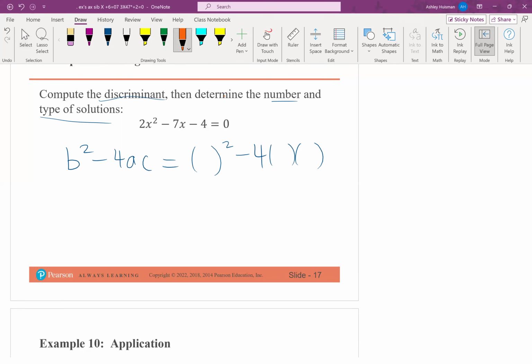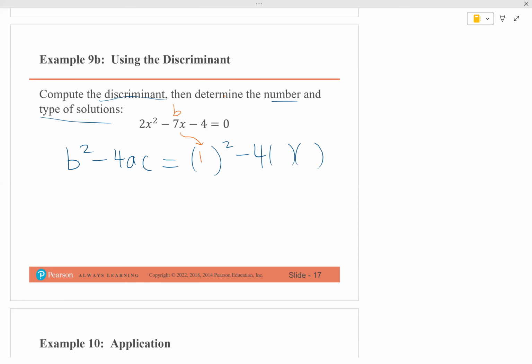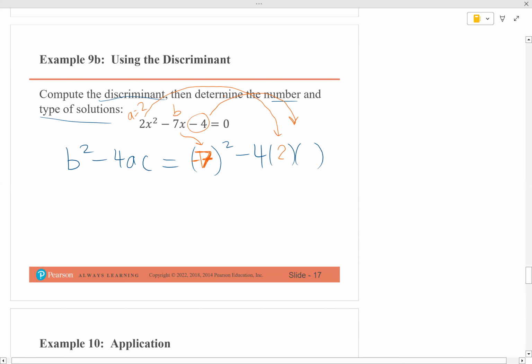B is -7. There's B. I was going to write B in there, supposed to replace it. B is -7. And then I've got minus 4 times A. In this case, A is 2. A equals 2, times C. And C, don't forget the negative also. C is not just 4. It's -4.